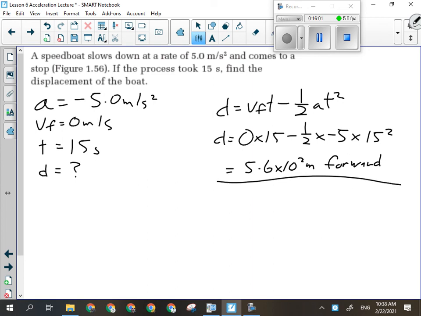And it's forward, or positive, they didn't really say. It just says it's slowed down. Okay, so I would say forward or positive or something like that as a direction. Okay. Everybody all right with that?